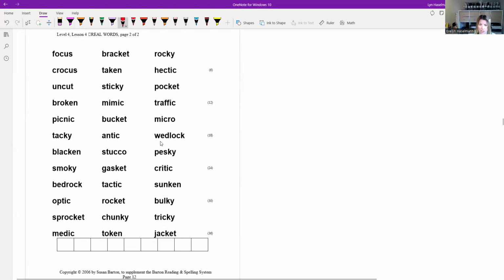Also, always a good time to work on vocabulary. Make sure they know what wedlock means. Antic, another word they might not be familiar with. So that's it for Picnic Chicken Basket. Make sure you decode, don't guess. We're putting the power back to the student.